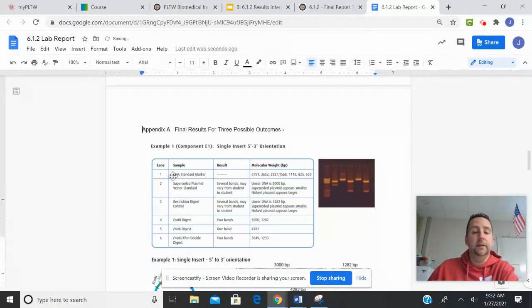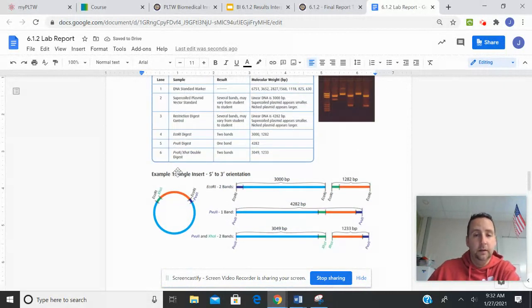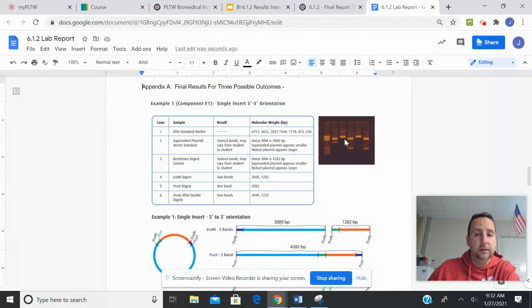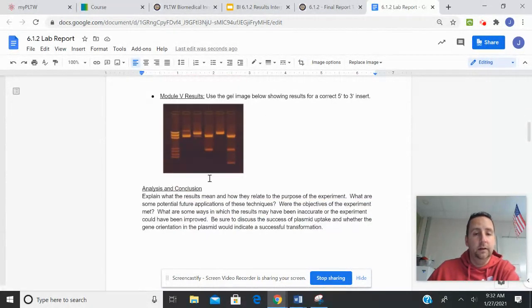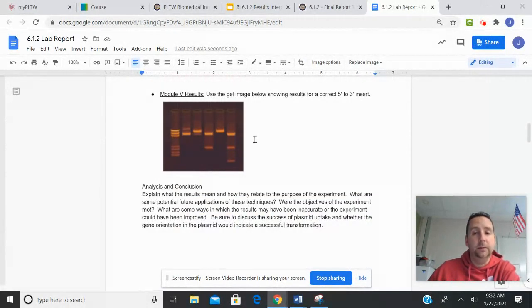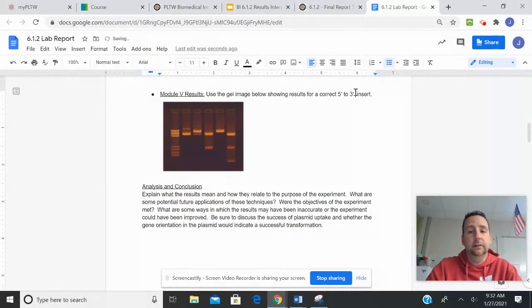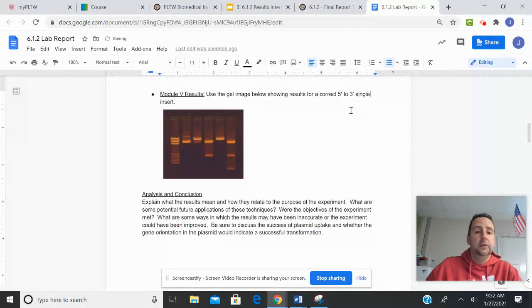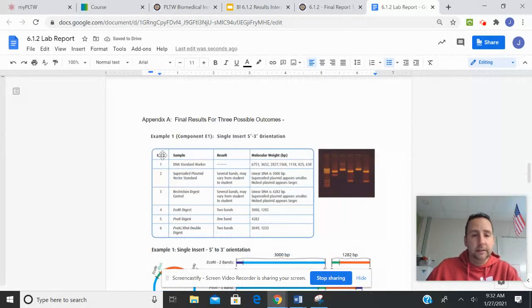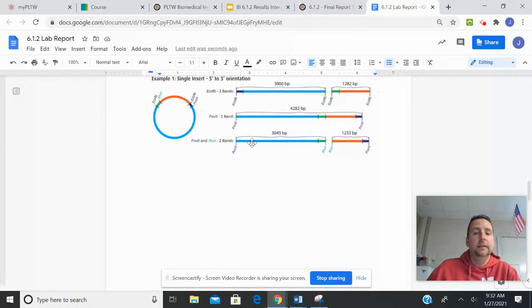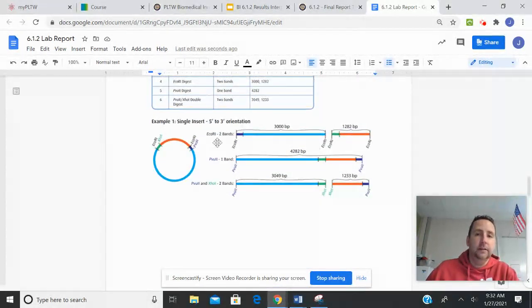At the end of this document, I put in these 3 images that show the results and what each lane means. This was the image that I put in here for a correct 5' to 3' insert. It's a single insert, 5' to 3' single insert. You can look at this to see what is in each lane, lanes 1 through 6, and this shows you that orientation, that interpretation.